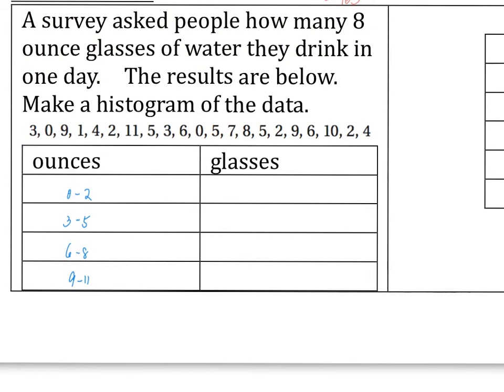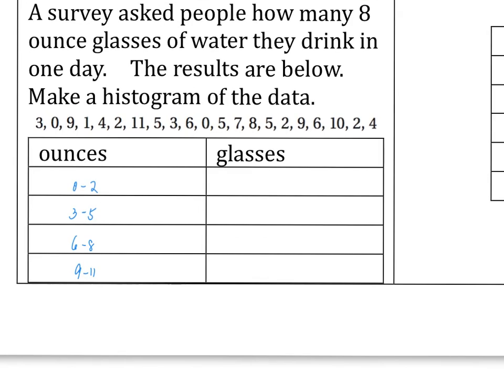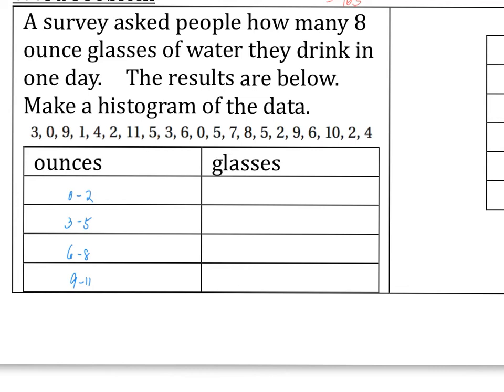Okay, let's look at a real life word problem that involves frequency tables and histograms. A survey asked people how many 8-ounce glasses of water they drink in one day. The results are below, and let's make a histogram of the data. But before we do that, let's make a frequency table so that it will be more organized. Well, by looking at the data here, they're very close to each other, so I'm going to find the smallest number, which is 0, and then the biggest number here will be 11.